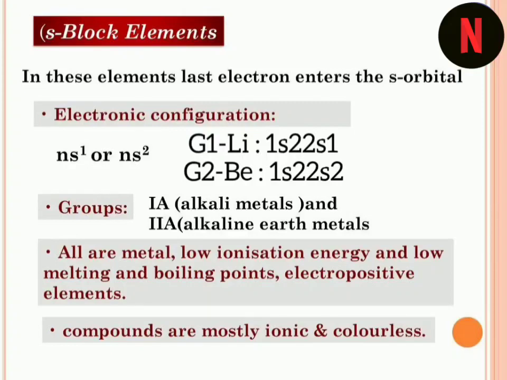The general electronic configuration of group 1 elements is ns1 and that of group 2 is ns2. For example, lithium, which is a group 1 element, has the electronic configuration 1s2 2s1. On the other hand, beryllium, which is a group 2 element, has the electronic configuration 1s2 2s2. All the elements of s block are metals. They have low ionization energy and low melting and boiling points, and they are electropositive elements. The compounds of s block are mostly ionic and colorless. For example, the common salt NaCl, which is a compound of sodium, is colorless and is an ionic compound. It is made up of Na+ and Cl- ions.